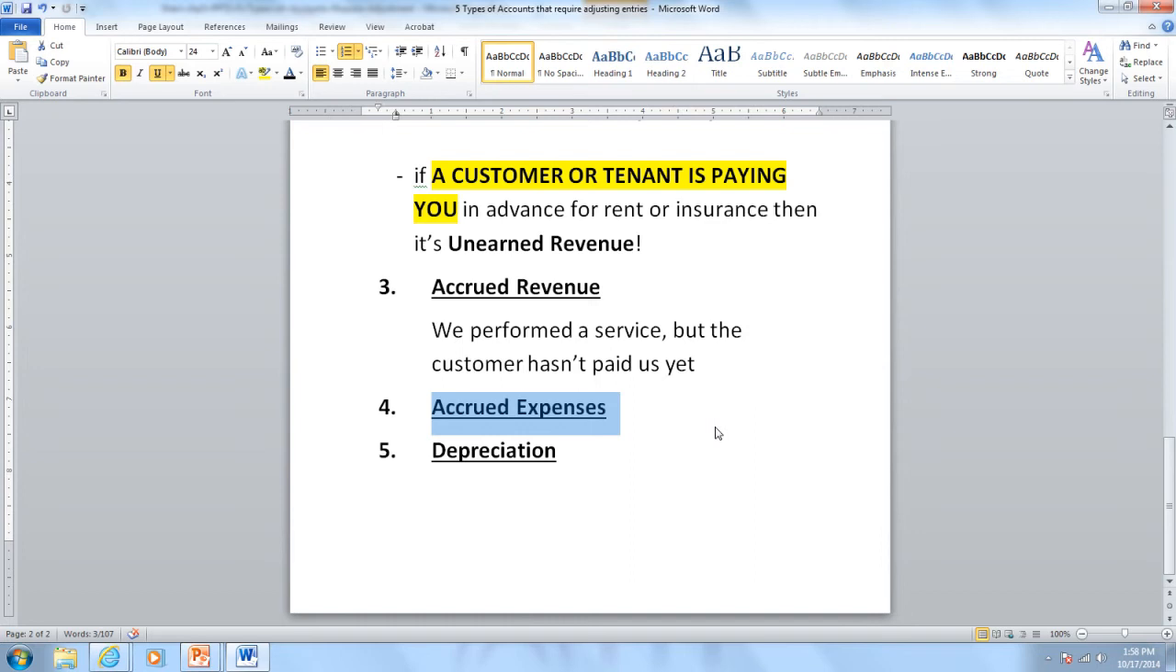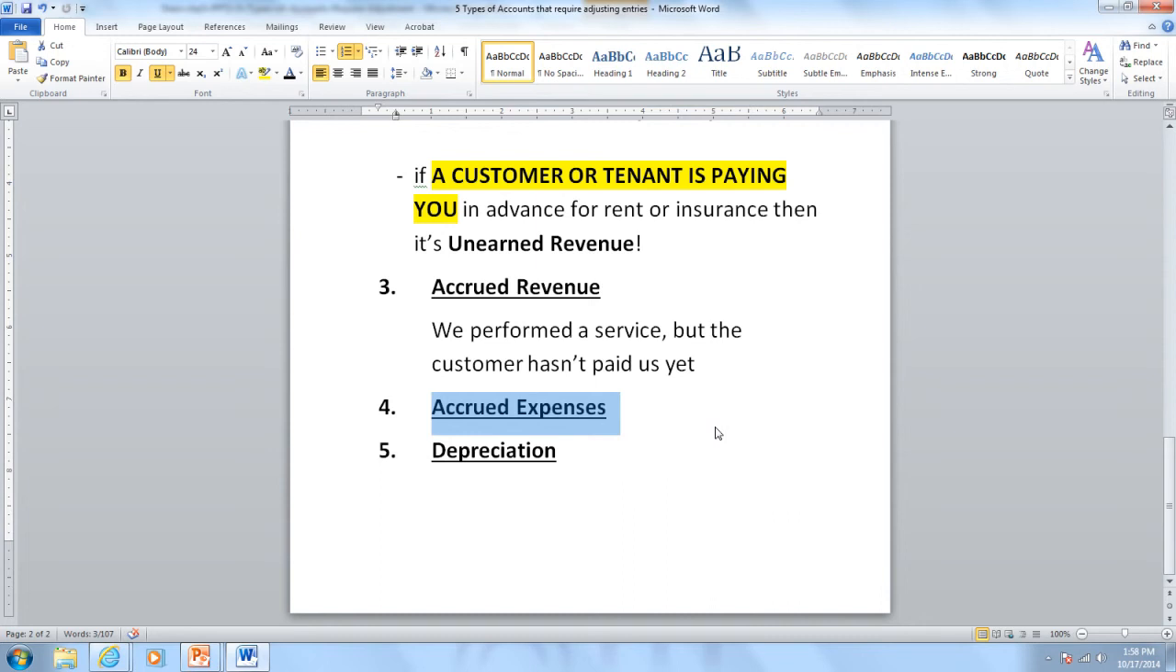And then depreciation. The example I like to use for depreciation is buying a new car. Everybody knows that when you buy a new car, as soon as you drive off the lot, the car is no longer worth whatever you paid for it. So let's say you paid $40,000 for that car, you drive it off the lot, it's not worth $40,000 anymore. Maybe it's worth $38,000 or $35,000. That's depreciation.